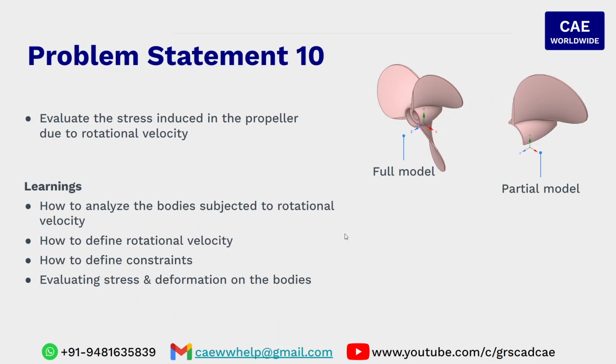The next problem also is very interesting. We can see a kind of propeller model or a fan model. Here it is a full model and this one is just 1/3 of it. The problem statement reads like this: evaluate stresses induced in the propeller due to the rotational velocity. The learnings will be how to analyze a body subjected to rotational velocity or a speed, how to define the rotational velocity for the given bodies, and how can we define the constraints for solving the problem and evaluate the stress and deformation on the bodies.